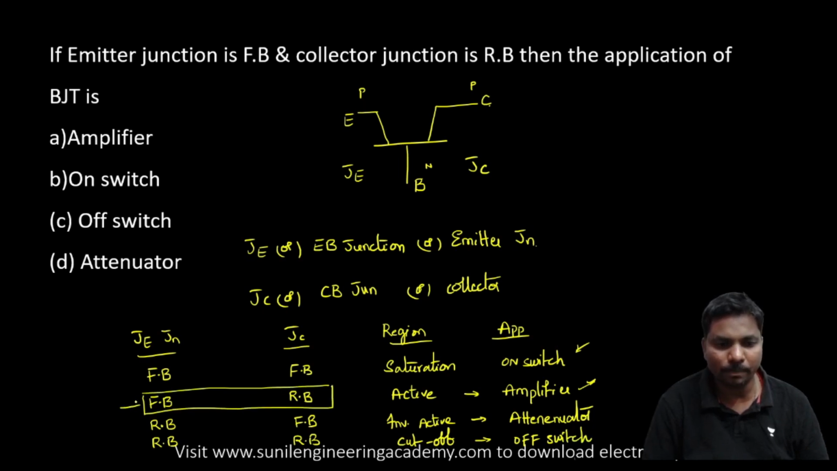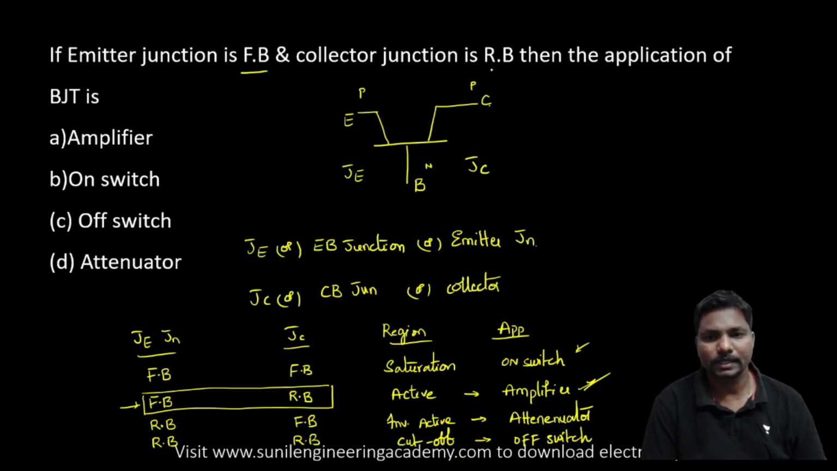So if you want to operate in the active region, that means it is an amplifier, then the JE junction has to be forward bias, and the JC junction has to be reverse bias. Okay, the JC junction has to be reverse bias. So here the first one is forward, the second one is reverse bias, it is like an amplifier. So the answer is option A.